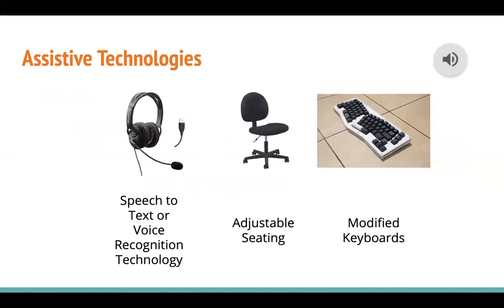Assistive technologies are great tools that allow the students to access the information in a way that's accessible to them. So this can include speech-to-text technology or voice recognition technology, as well as adjustable seating that can be moved around the classroom or adjusted to their height, as well as modified keyboards for their usage.